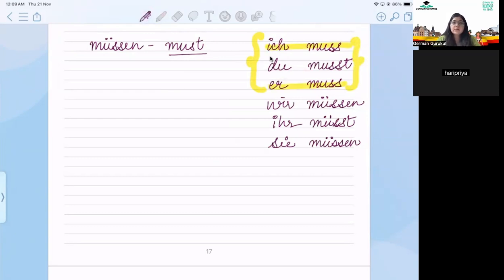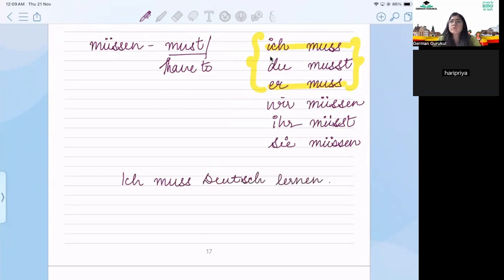Now let's make a sentence. I must learn German, or I have to learn German. For have to, we also use müssen. So how will you say? Ich muss Deutsch lernen.